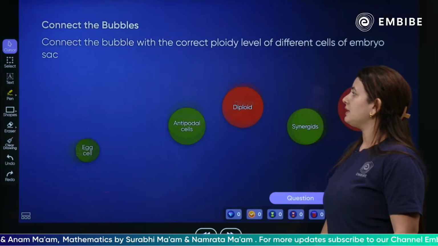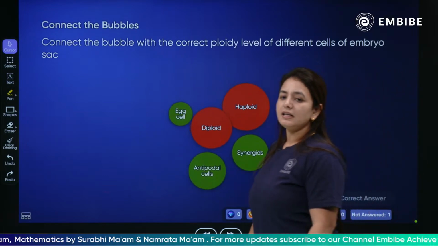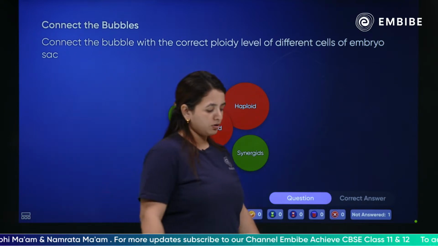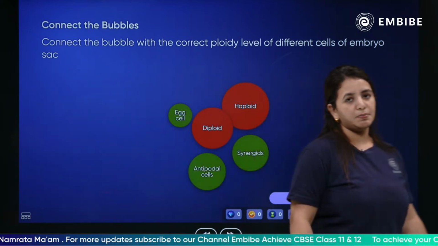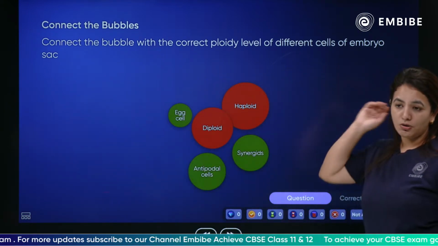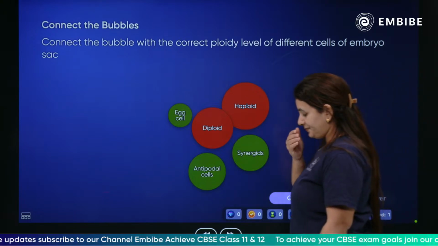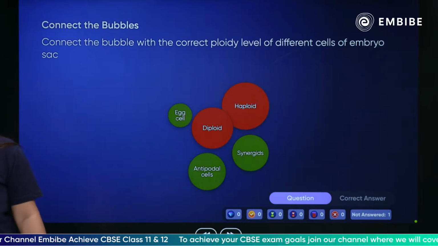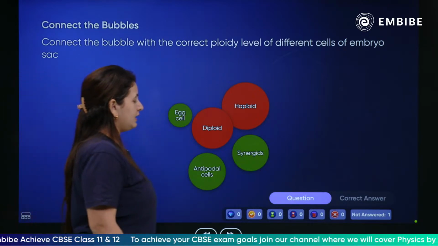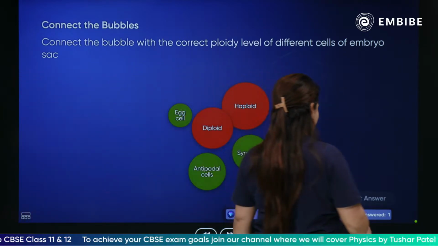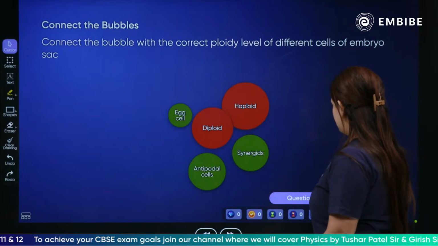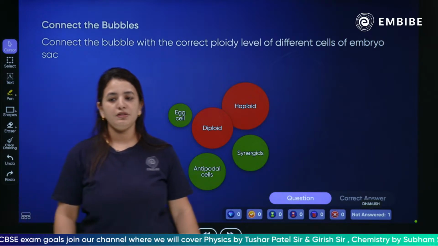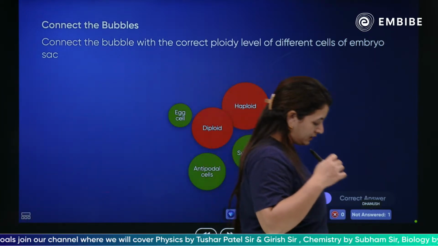The next question: connect the bubble with the correct ploidy of the different cells of the embryo sac. Come on, quickly tell us the correct ploidy of the embryo sac.